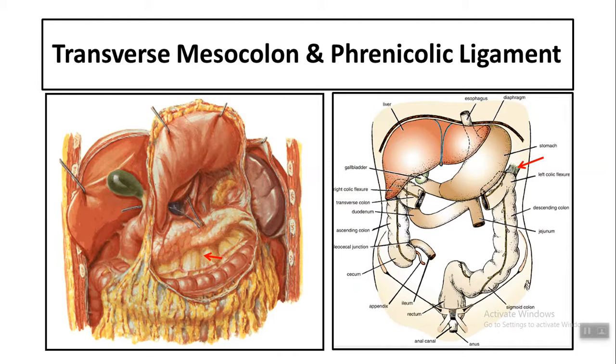This transverse colon is attached to the posterior abdominal wall by the transverse mesocolon. The phrenico-colic ligament will attach the left colic flexure to the diaphragm. Phrenico-colic ligament.